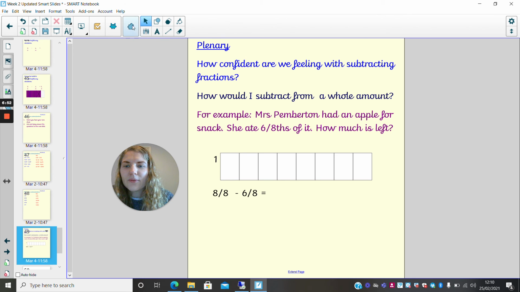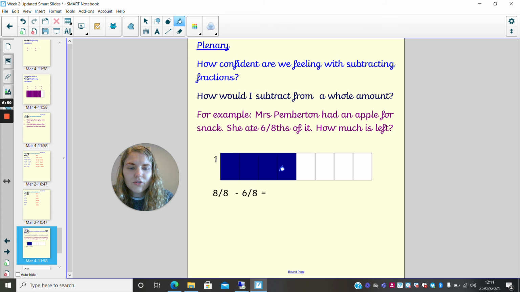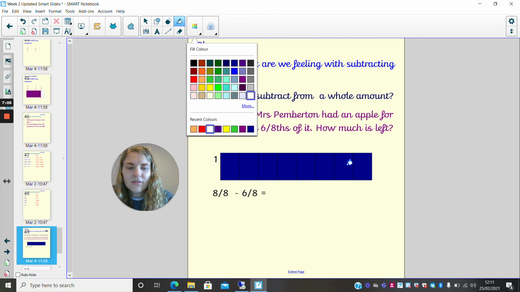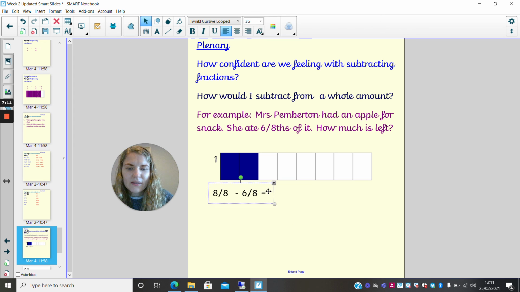All right, so let's fill that in. We want 8/8. 1, 2, 3, 4, 5, 6, 7, 8. We're going to take away 6/8. 1, 2, 3, 4, 5, 6. How many is left? 2/8. So Mrs. Pemberton has 2/8 of her apple left. Well done, Mrs. Pemberton. Very healthy.